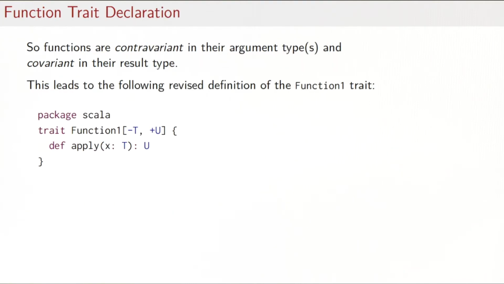If we go back to the function example, the check that the Scala compiler will perform here is that the T parameter, which is contravariant, is only used as a function parameter. That's correct. And the U parameter, which is covariant, is only used as a function result, which is also correct. So Function1 checks out okay according to these checks.